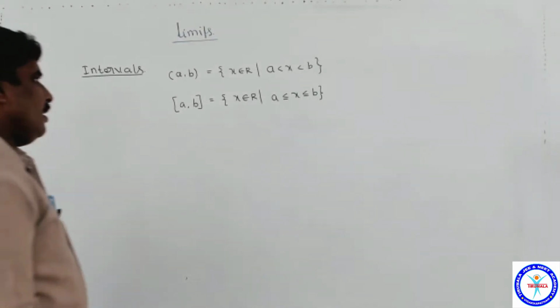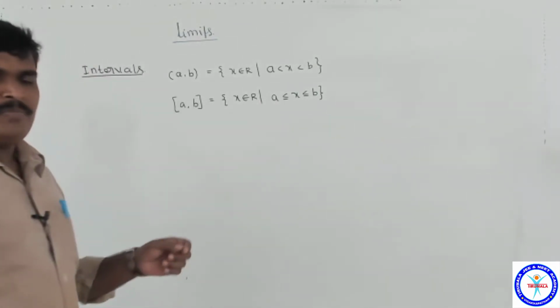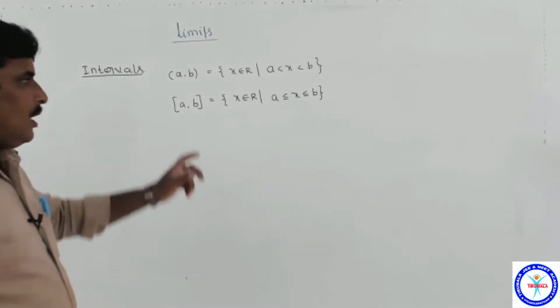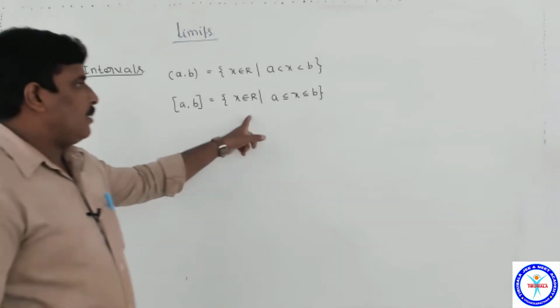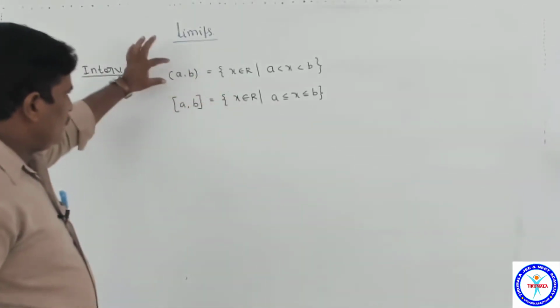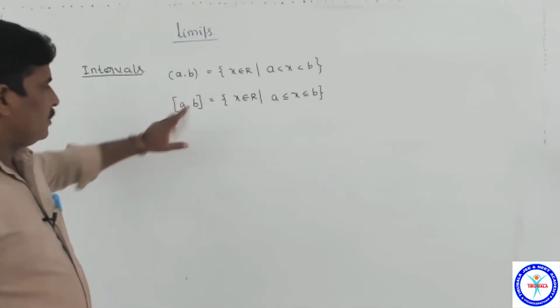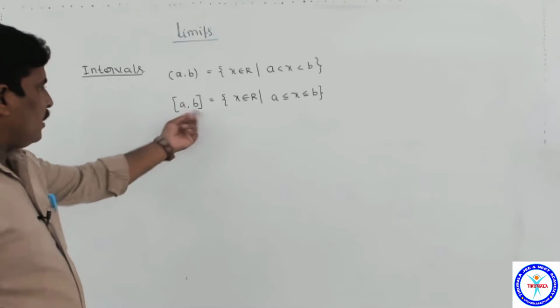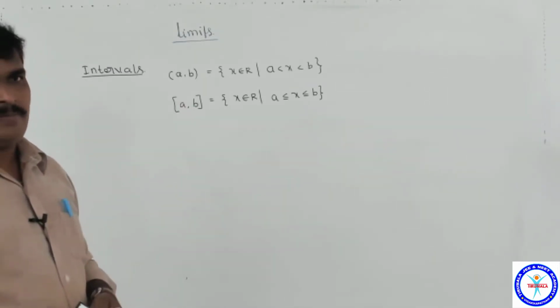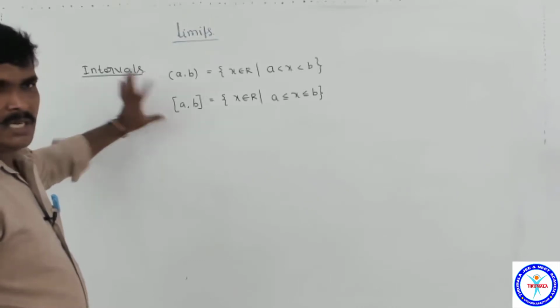Okay. So this is also a set, and this set contains all elements lying between a and b, including a and b. This open interval is always a subset of the closed interval, because a and b are the extra elements in the closed interval.